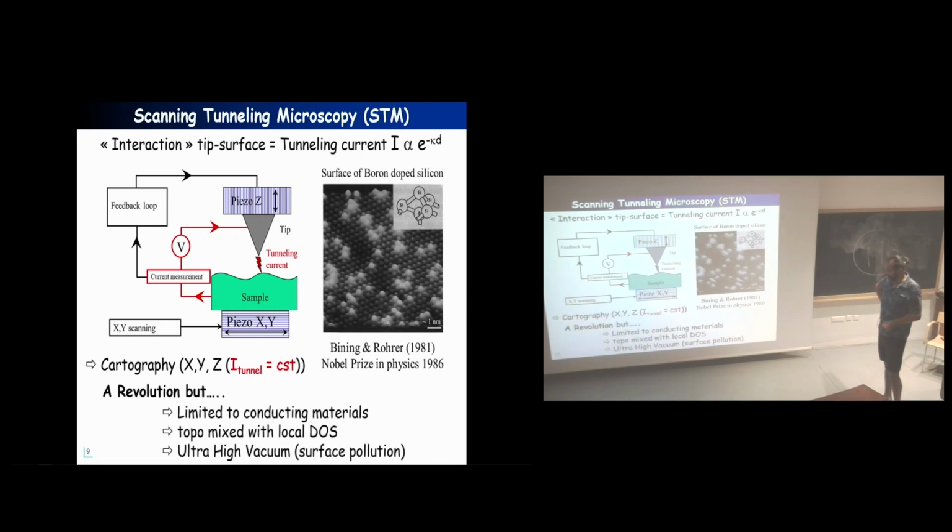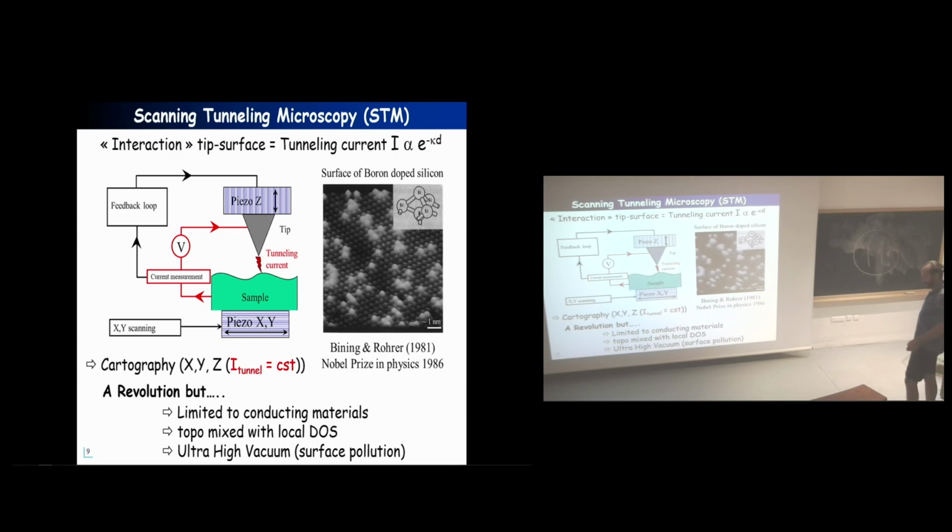A revolution, yes, but this mode is limited to conductive materials. There is a mixing of the topography, in fact, what you think is the topography, with the local dose, as you can see here. If there is, for any reason, more electrons in a place, for example, because you have a doping atom, then there is more current, and for the system, it appears like a bump.